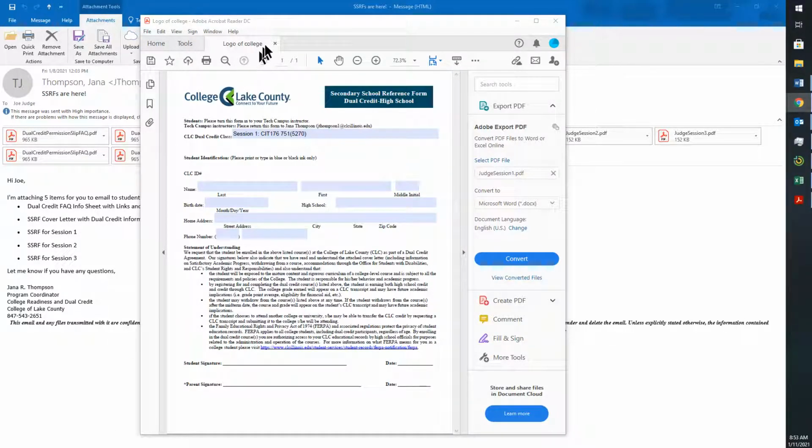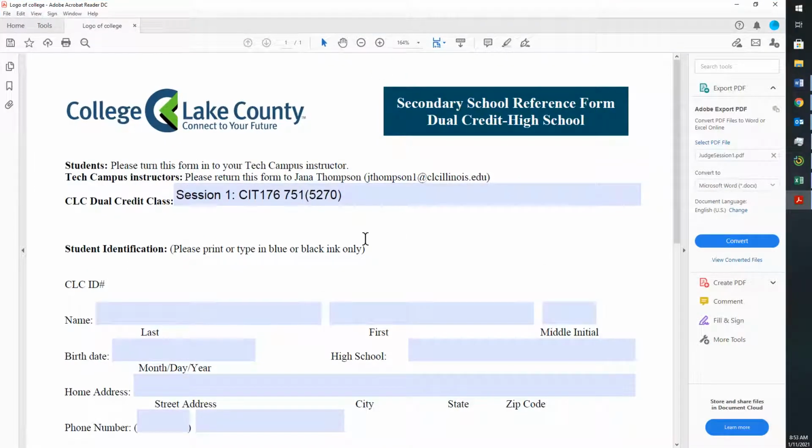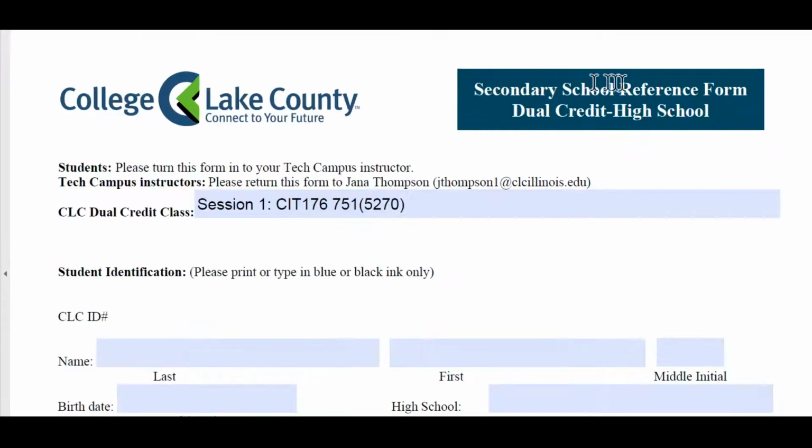All right, hello. This is a form. It is called an SSRF form. This happens to be the one for my first session. These are specific per class. So SSRF is actually short for whatever this says up here. You may have filled one of these out before.